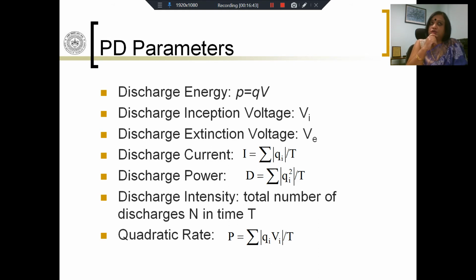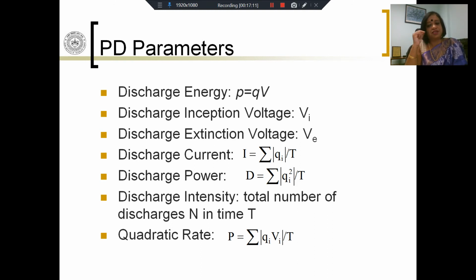We also measure the discharge extinction voltage. So you have started to have a single pulse, you've increased it further, you have a very large number of pulses, some of the pulses are of high magnitude. Now you start decreasing the voltage. And at some point, the PD will vanish. The voltage at which no PD is sustained is called the PD extinction voltage.